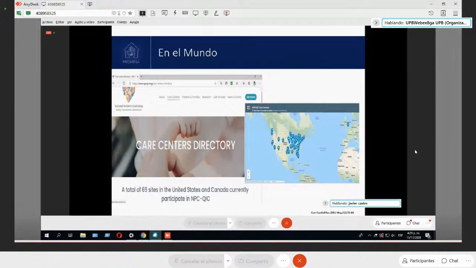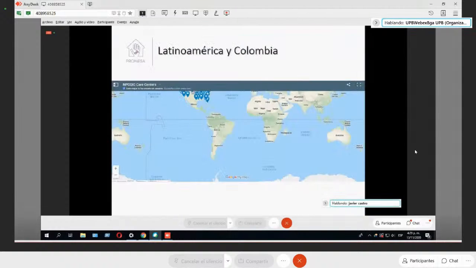So worldwide, this has led to an initiative, which is the NPC-QIC, which is the initiative to care for these patients, and that has been taken as a quality standard in different countries in the world. So you see in the map, there is a large number of centers in North America and Europe that have this program in place to look after these patients, because this is an actual present issue.